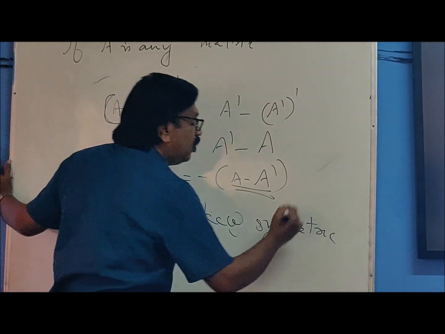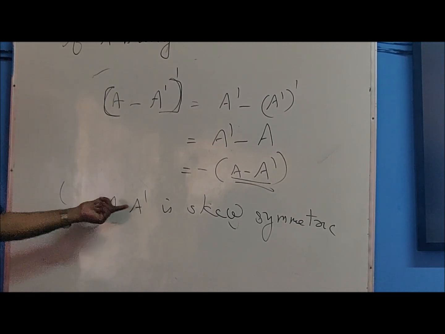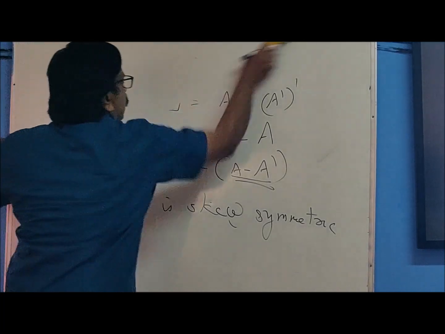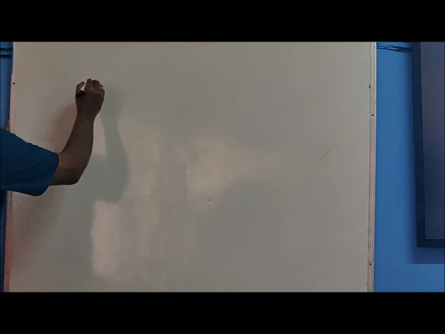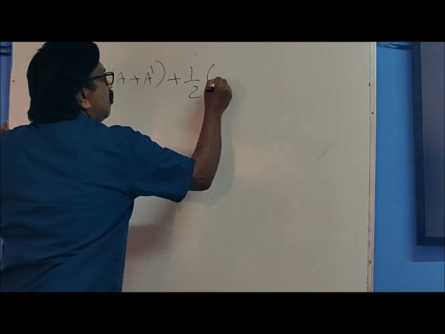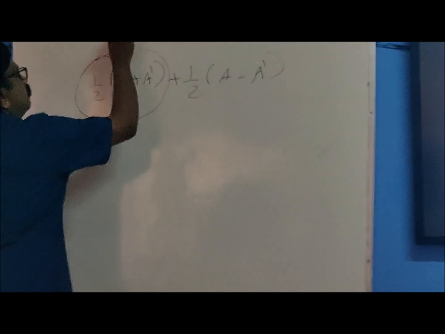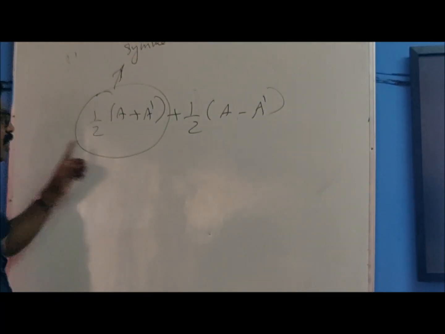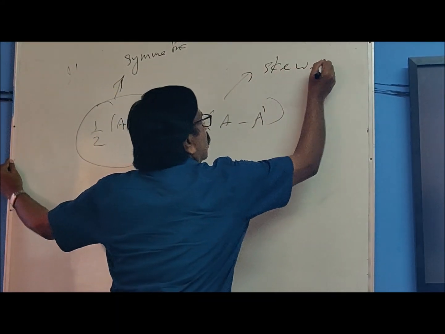Therefore, two important things we have to note. A plus A dash, that is A plus A transpose, is symmetric, and A minus A dash is skew symmetric. Now, just one more thing we have to note here. What is half into A plus A transpose plus half into A minus A transpose? This matrix is symmetric, that we proved. A plus A transpose is symmetric. And this matrix is skew symmetric. That also we proved.